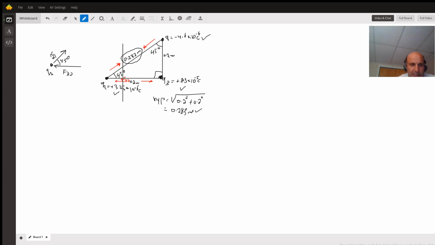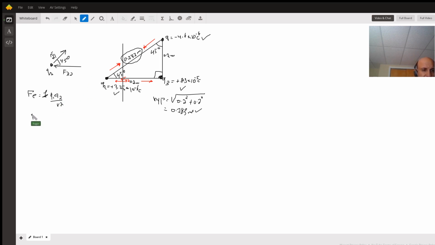We need to find the resultant force that is being applied on this charge. First of all, we have to find the forces. The forces are found by Coulomb's law, which simply states that the force between electrical charges is equal to a constant K times Q1, Q2 over R squared. Now, Q1 and Q2 are arbitrary charges. We have to change the numbers as we work with this problem.